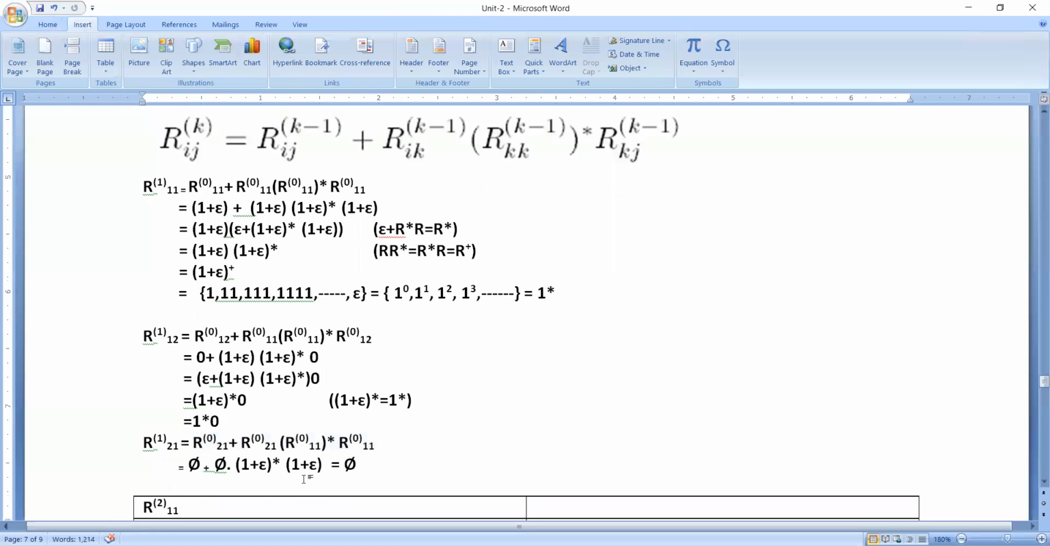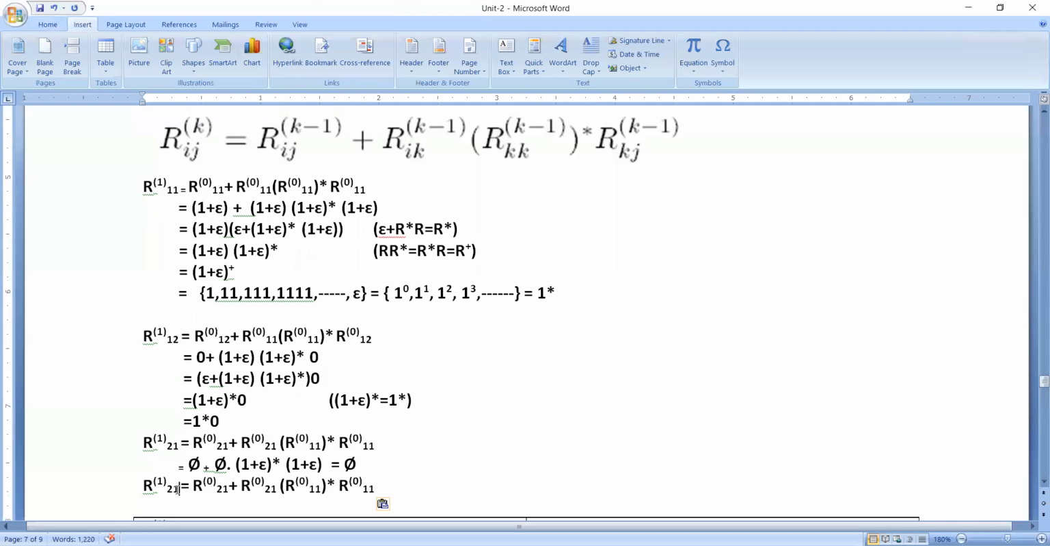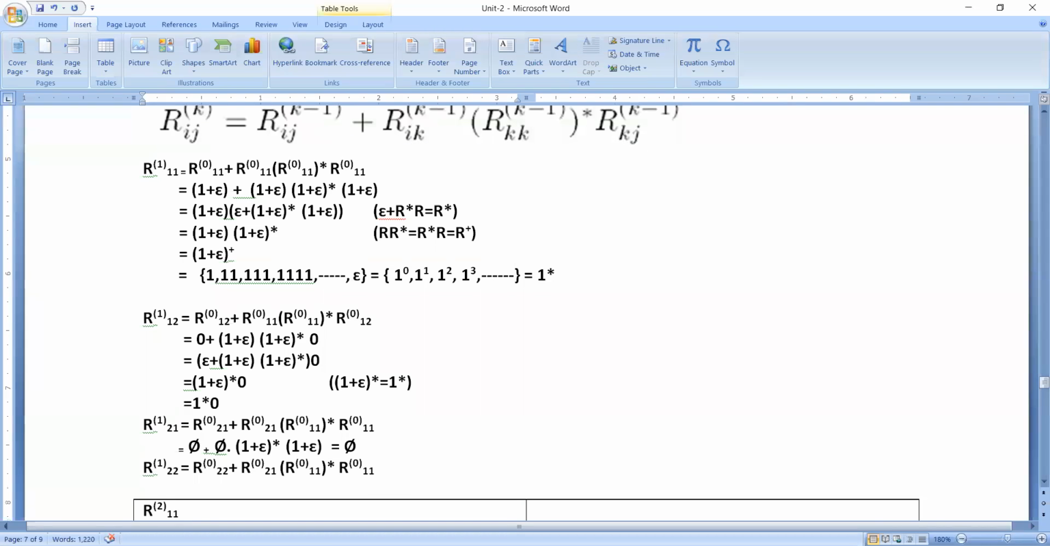R22 power 1. So this will be R22, where i will be 2, j will be 2, and k will be 1. So here you will get R22 power 0 plus R21 power 0. Okay, and here you will get R22. So why? Because here we are having kk, R11. So R11 power 0, that's fine.